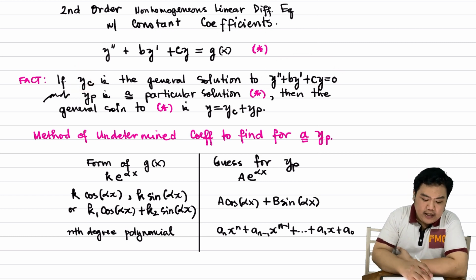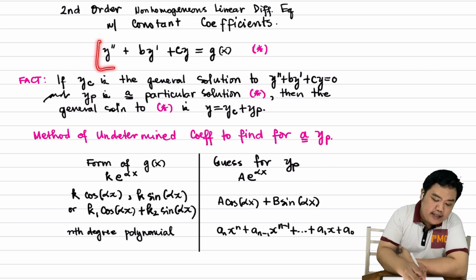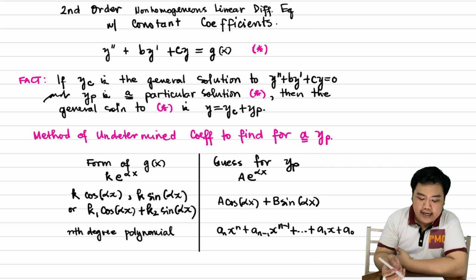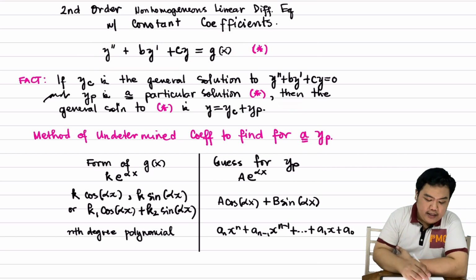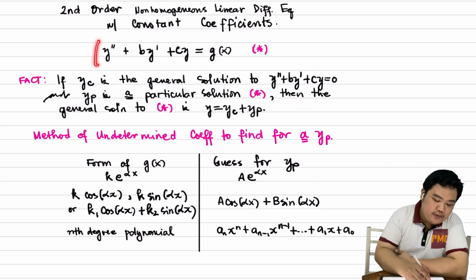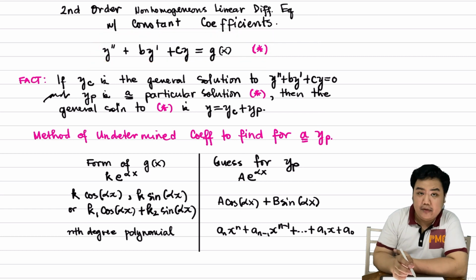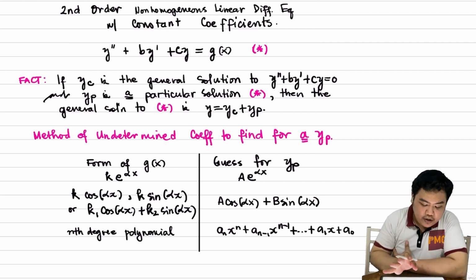And if y sub p is a particular solution of this, itong original na binigay, then the general solution to this differential equation is the sum of that y sub c and the particular solution. Okay, so ito, ilang mga paalala.